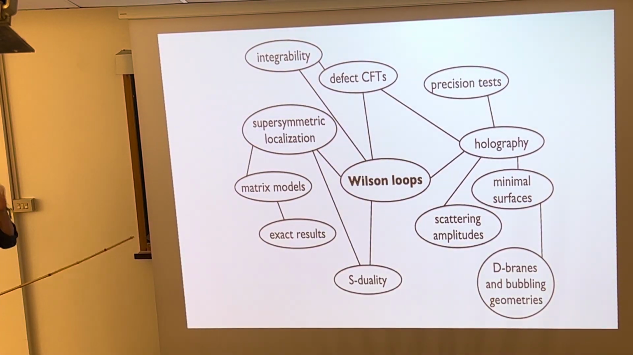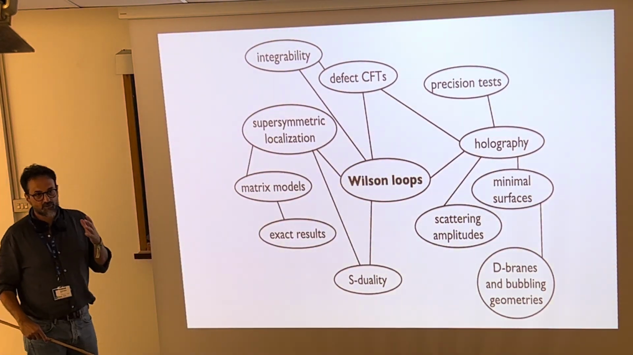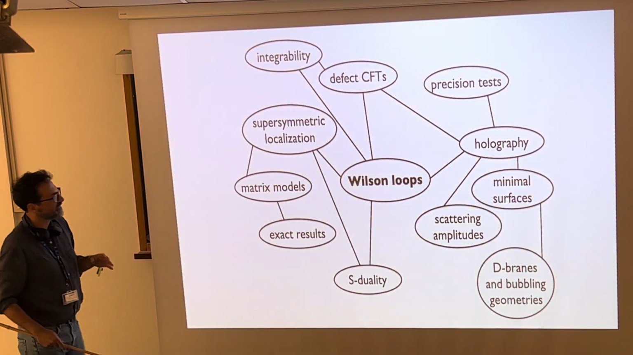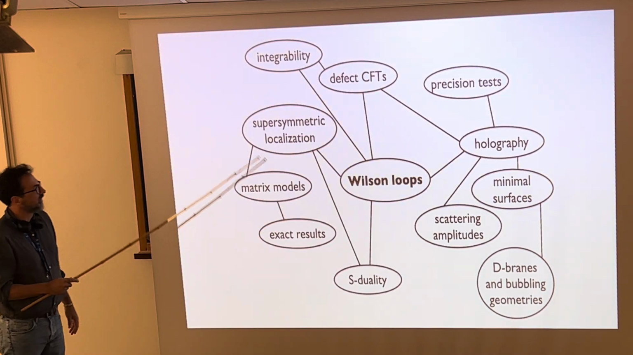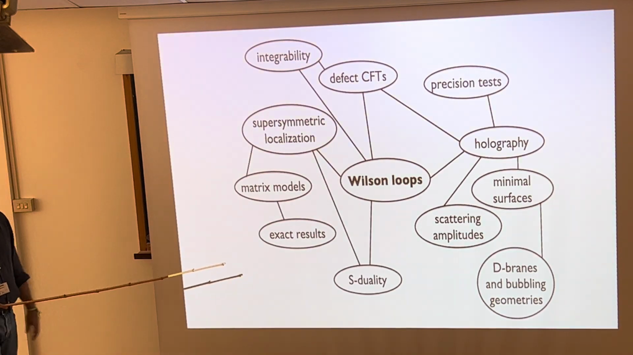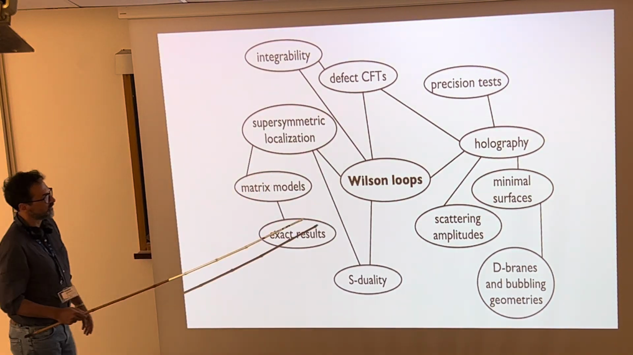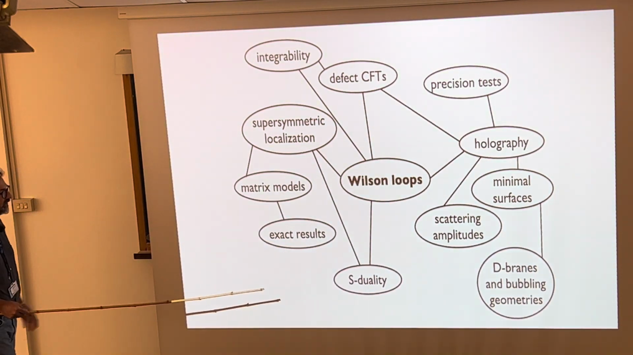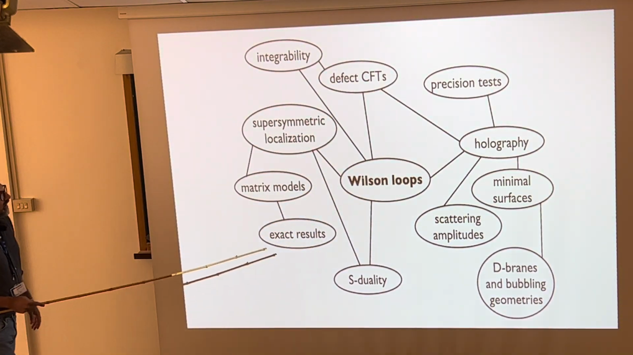Just as a motivation, let me remind you why Wilson loops are very interesting observables to consider in any gauge theory, but also in supersymmetric gauge theories, because they have to do with lots of different things. They have to do, of course, with supersymmetric Wilson loops. They have to do with exact results and supersymmetric localization, because they can be computed exactly. So matrix models, they can be used to test S-duality. They have to do, of course, with holography, because they have a dual interpretation in terms of minimal surfaces, bubbling geometries, D-branes, and so on, allowing for precision tests of AdS/CFT, for example.